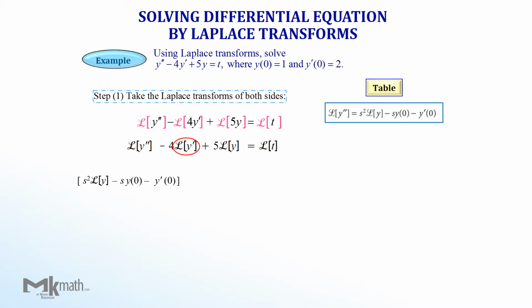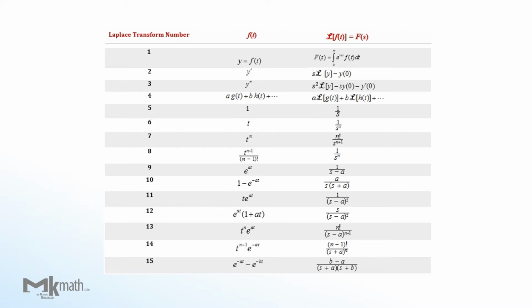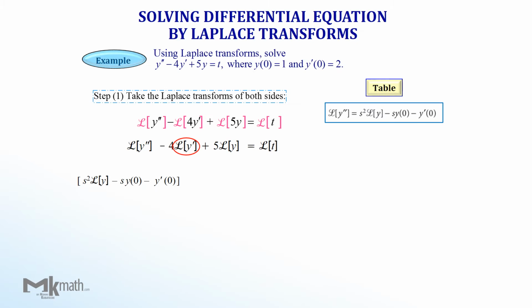Move to the next function, y prime, to find out the Laplace transform in the table. Since the function is y prime, we take the transform number 2. We found the Laplace transform for y prime in the table, so we replace the second function with it. Let's move to the next function, y. Since this is the original function y, we keep it as y. So the Laplace transform of y is just Laplace of y.